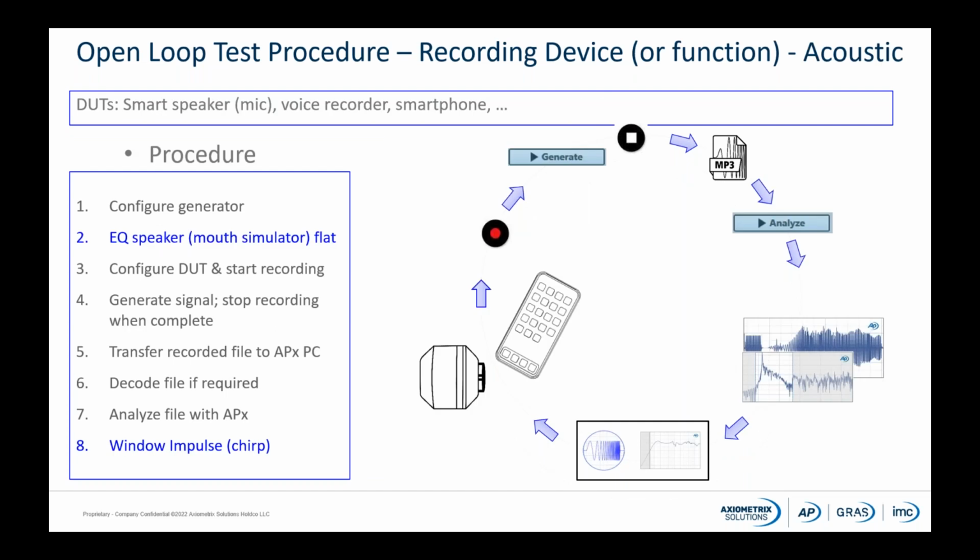Of course, most smart audio devices have speakers and microphones, which add to the complexity a bit. An electroacoustic open loop measurement might add step 2 above, equalizing the speaker or mouth simulator to produce a flat response or leveled acoustic output. And we're also adding step 8, windowing out reflections from the impulse of a chirp measurement if the measurement is taking place without an anechoic chamber.